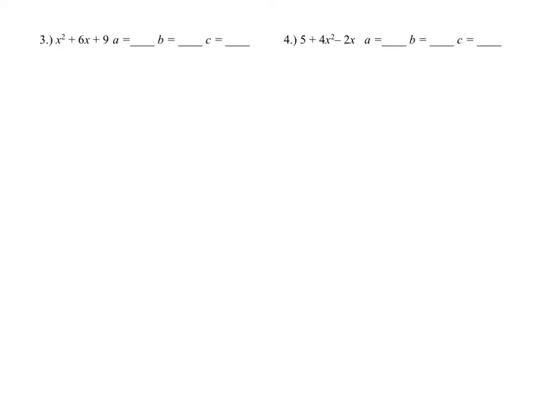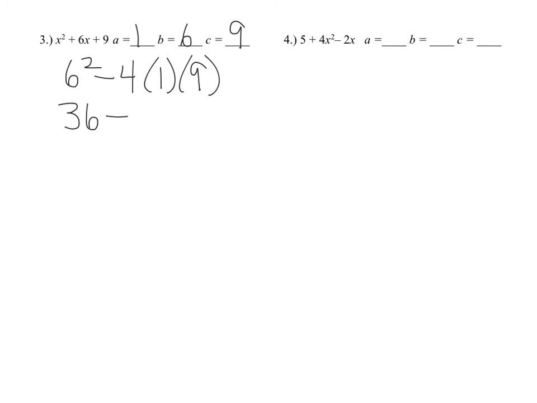All right, feel free to stop the video and try 3 and 4 on your own, but I'm going to go ahead and explain these two anyway. So number 3 is in the correct order. A is 1, B is 6, and C is 9. Take it into the formula. B squared is going to be 6 squared minus 4 times A is 1 times C is 9. Square your 6, so I get 36 minus 4 times 1 times 9 is 36, so I have 36 minus 36, which is 0. Now, is 0 a perfect square?